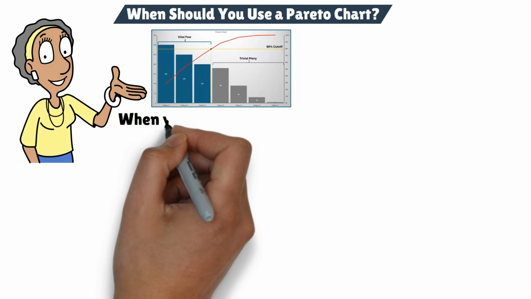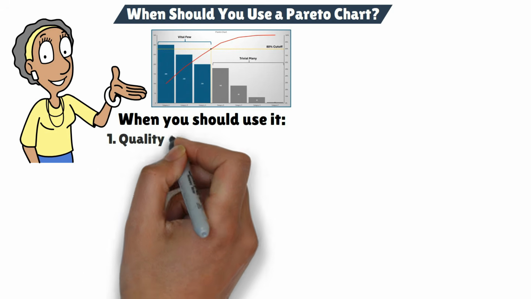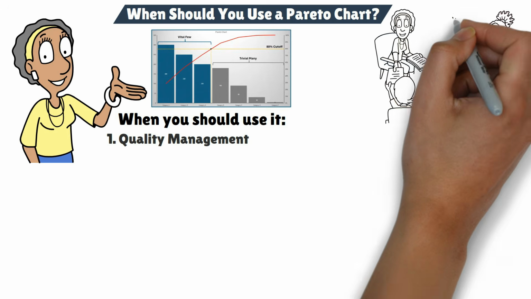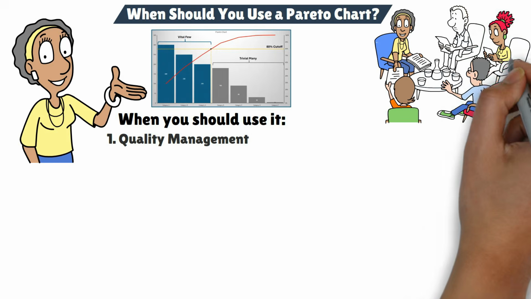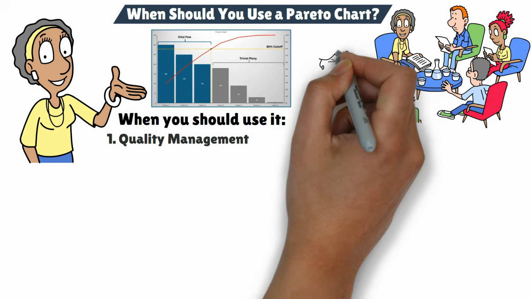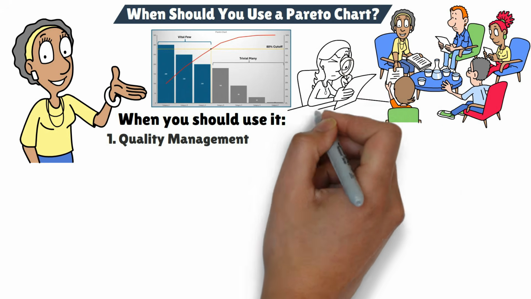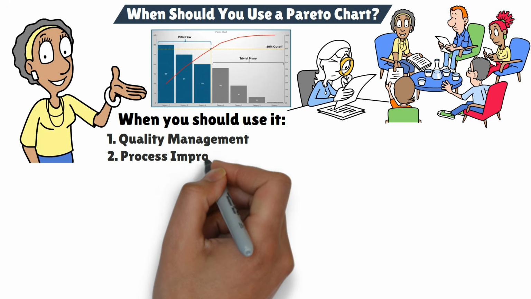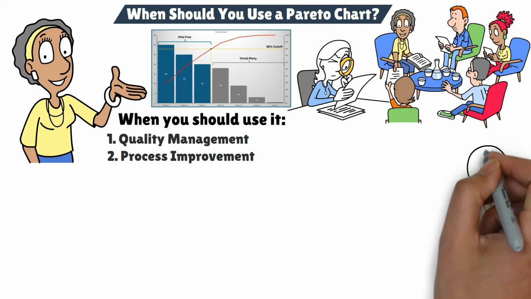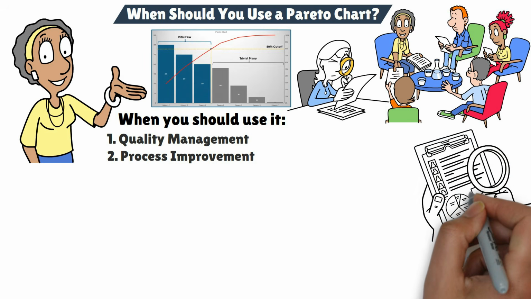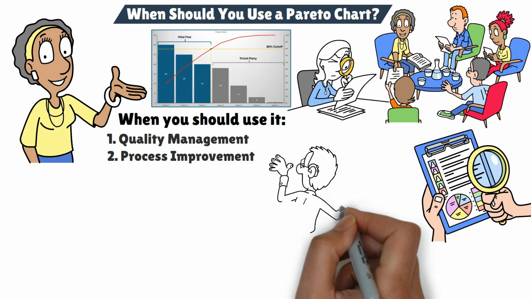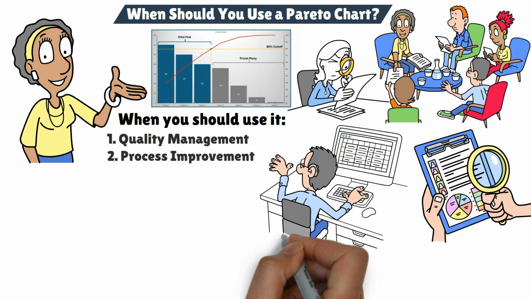Now that we know what a Pareto chart is and how it works, let's discuss when you should use it. 1. Quality management. When your team is dealing with multiple defects or problems, the Pareto chart helps you determine which issues to prioritize for resolution. It's especially useful when you want to focus your limited resources on the most significant problems. 2. Process improvement. If you're working on process improvement initiatives, the Pareto chart helps identify which factors have the biggest impact on quality or performance. This way, you can focus your efforts on the right areas.